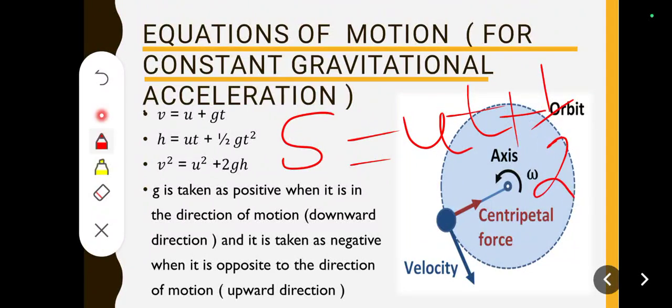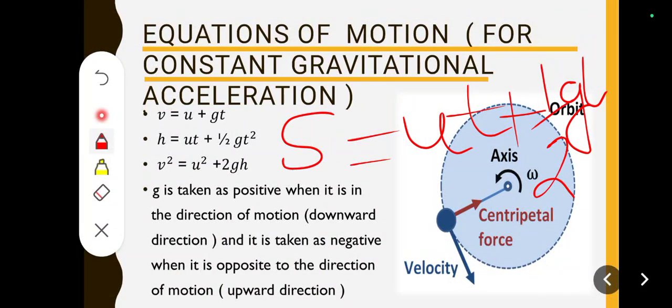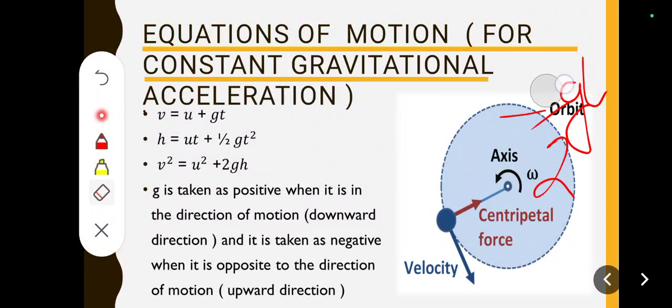at square, again a will be converted into g. Sir, s? s will be converted into height. s means the distance between the objects, so here the object is falling from a height or an object is thrown upward vertically, so the distance will be converted into the height, and the same will be repeated in the third equation, that is v square equals u square plus 2gh.